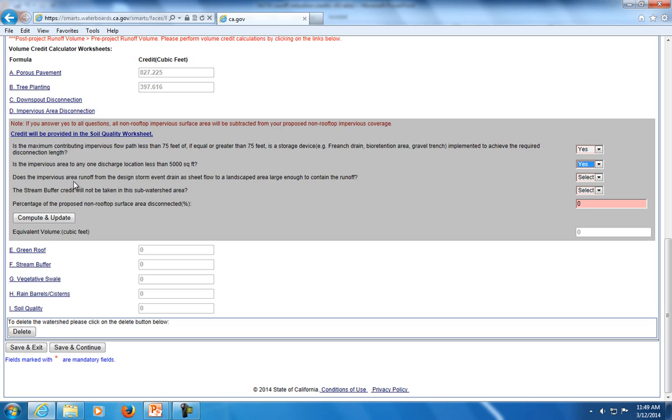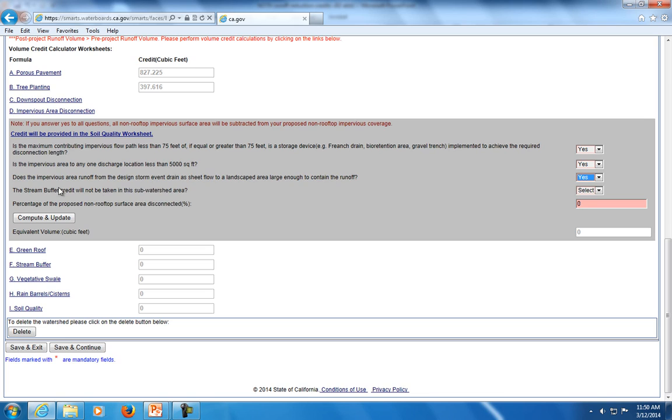The third question is dealing with how the design storm event runoff is draining. Does it drain as sheet flow? It's just another check, making sure that you're draining it to a landscaped area large enough to contain the runoff. And so we're going to select yes. This is actually a check that's done in the soil quality worksheet. There's a volumetric check on this, and I'll show you how that's done. These are all tied. Both impervious area disconnection and the downspout disconnection are tied to the soil quality, what you have there for available soil water quality volume. So we'll get to that at the end of the training.